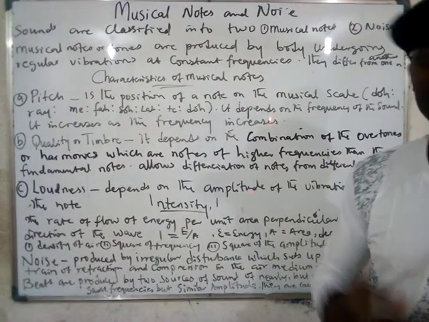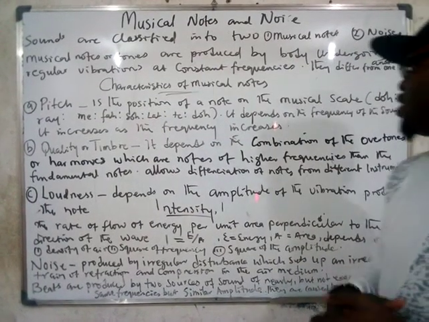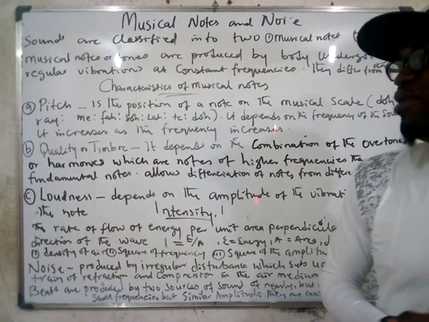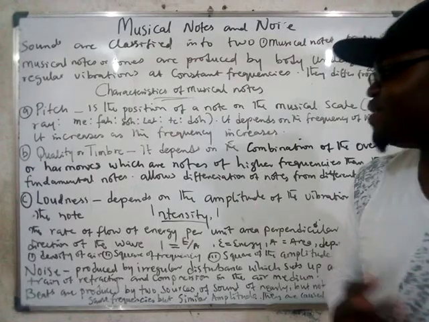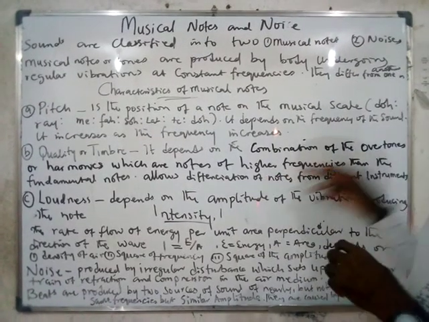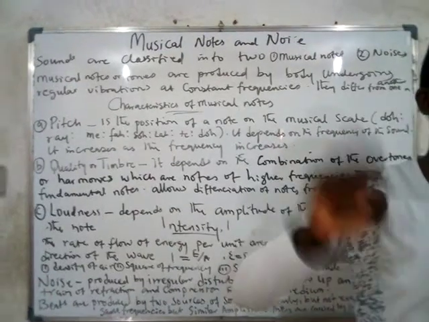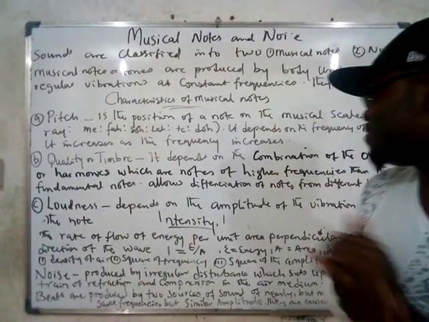Quality or timbre of a musical note depends on the combination of overtones and harmonics. So what are overtones or harmonics? Overtones or harmonics are notes of higher frequency than the fundamental note. So any note that has higher frequency than the fundamental note, we call an overtone or harmonic.